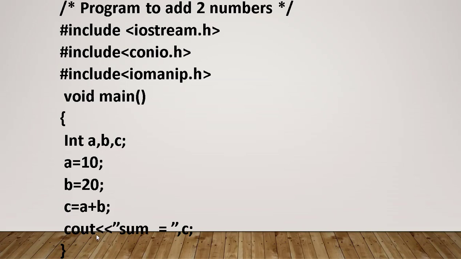Now cout. cout is a function used to display the output, that is, sum is equal to c. So what is the value of c? c is 30. It will be displayed. So the input we have given is 10 and 20 and the output is 30. And then we have to close the bracket, and we get the output, that is 30.